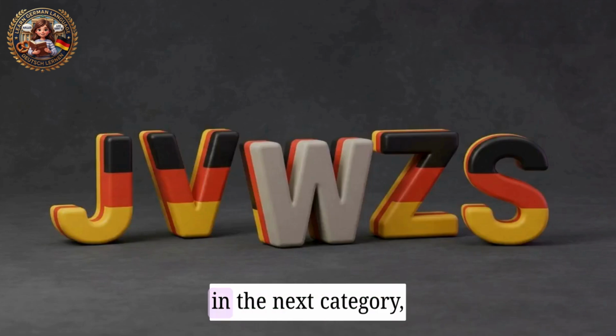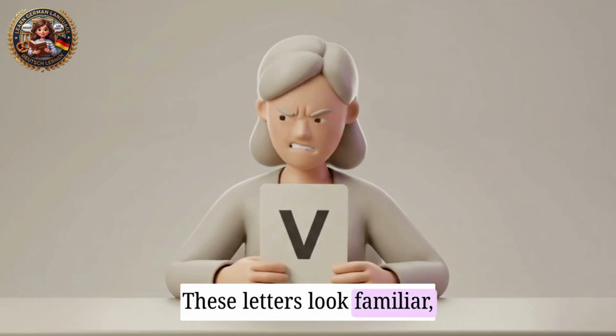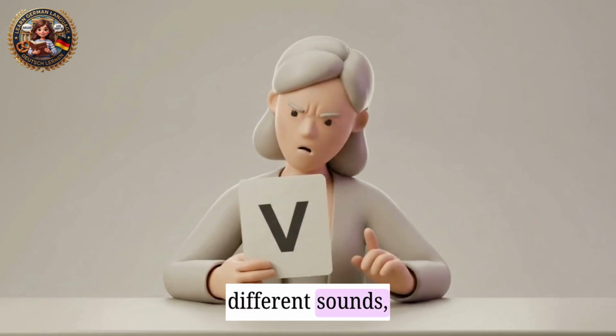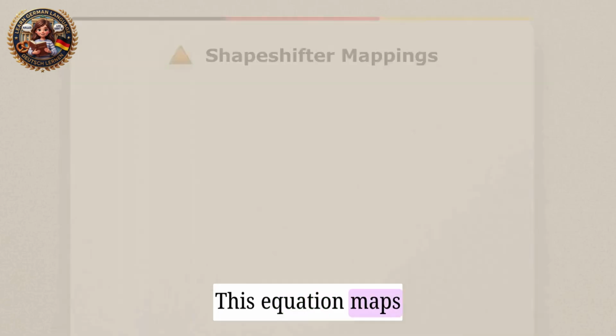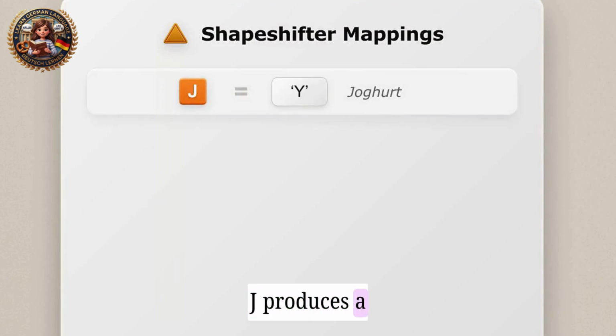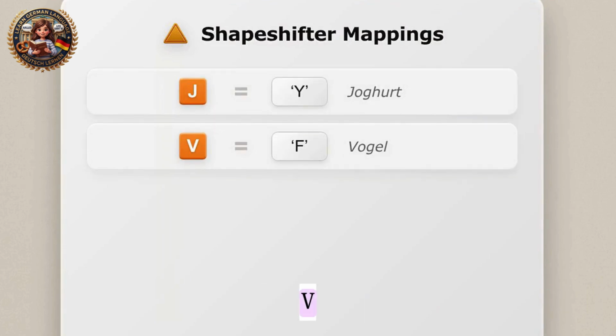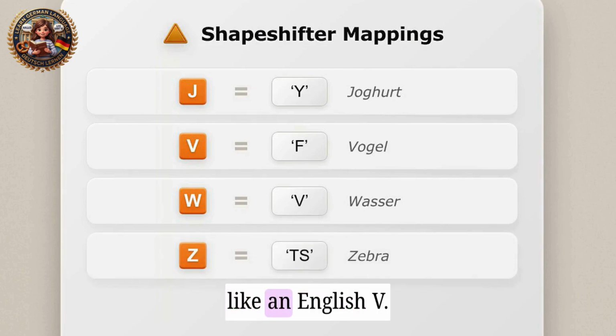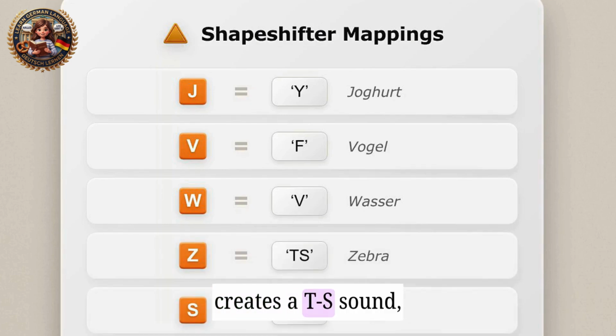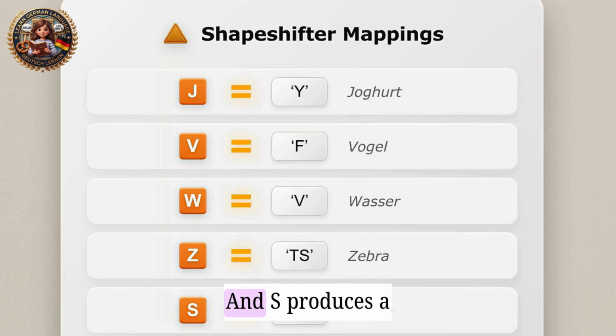The real danger lies in the next category, the shapeshifters. These letters look familiar, but they carry entirely different sounds, making them the most common traps for beginners. This equation maps the shifts. J produces a Y sound, like yogurt. V produces an F sound, like Vogel. W sounds like an English V. Z creates a TS sound, like zebra, and S produces a Z sound, like sauna.